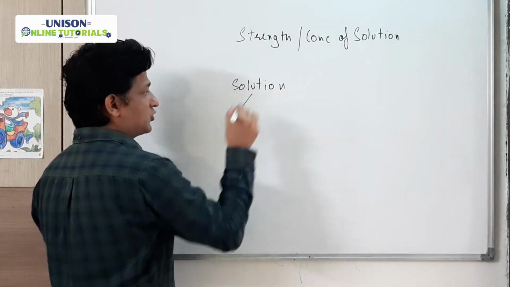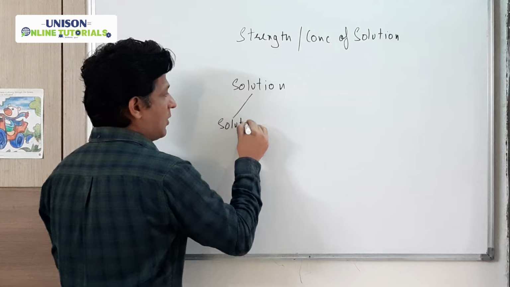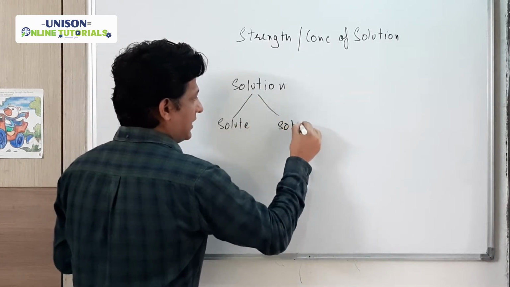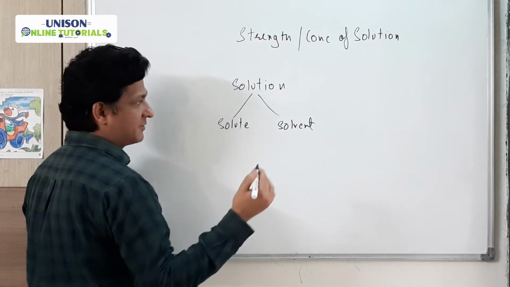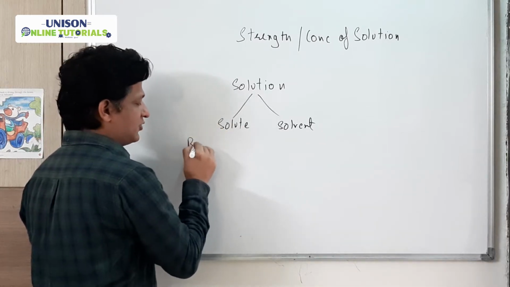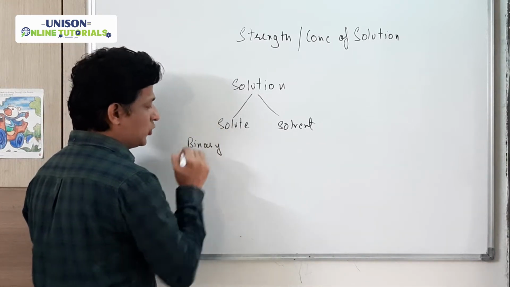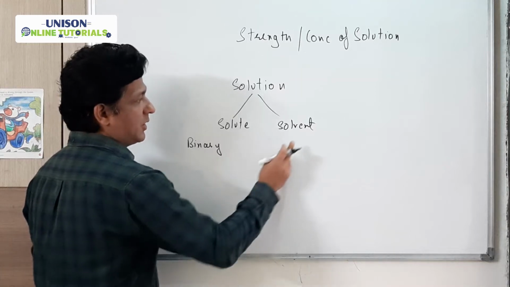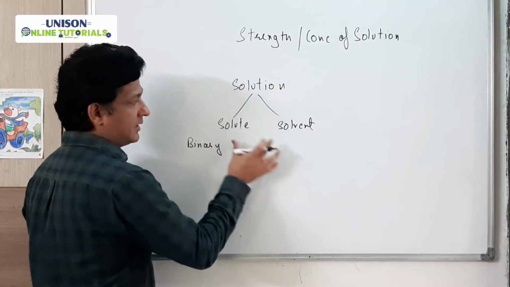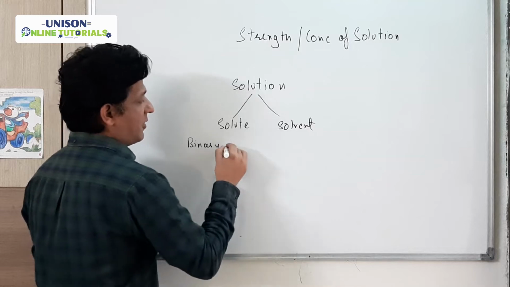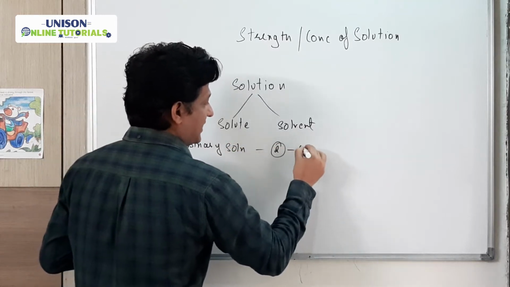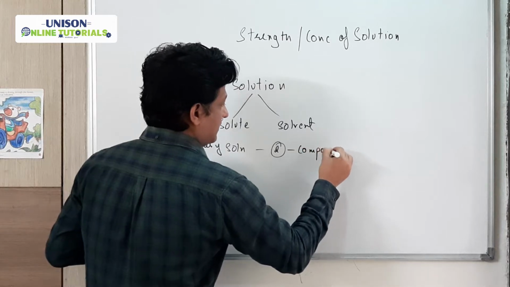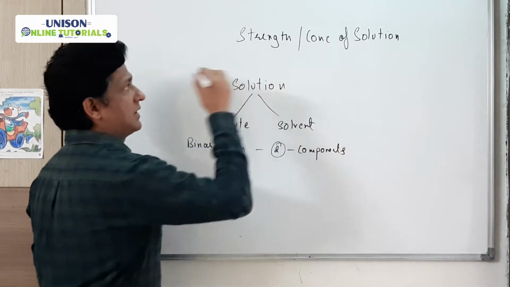Now a solution is composed of two things. One is a solute, one is a solvent. In class 11 or class 12, we will be dealing with binary solutions. Binary means which have two components. One will be solute, one will be solvent. Solute and solvent form a binary solution. Binary solution means two components. So this was all about solution.